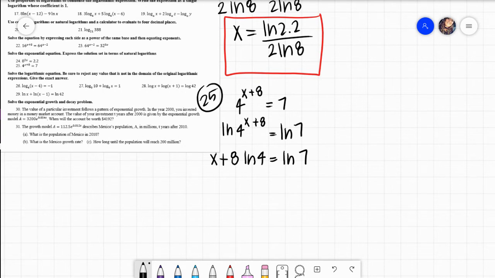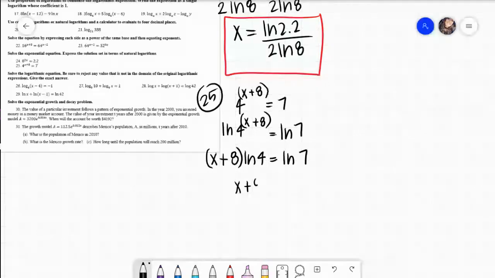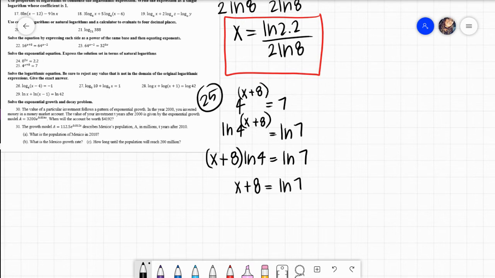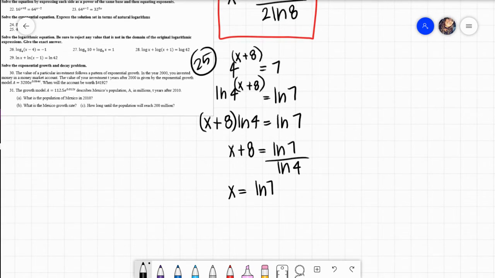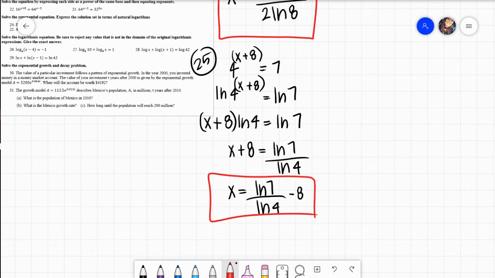And then what I do here is, since this is a binomial, I'm going to have it written in parentheses, y'all. I know that I'm trying to solve for x, just using the order of operations when you solve equations. I need to do this division right here first, so I would divide both sides by the natural log of 4. And what I get is x plus 8 equals the natural log of 7 divided by the natural log of 4. And then now I could move my 8 over. So I would get x equals the natural log of 7 divided by the natural log of 4, and then minus 8. That ends up being your answer right there.